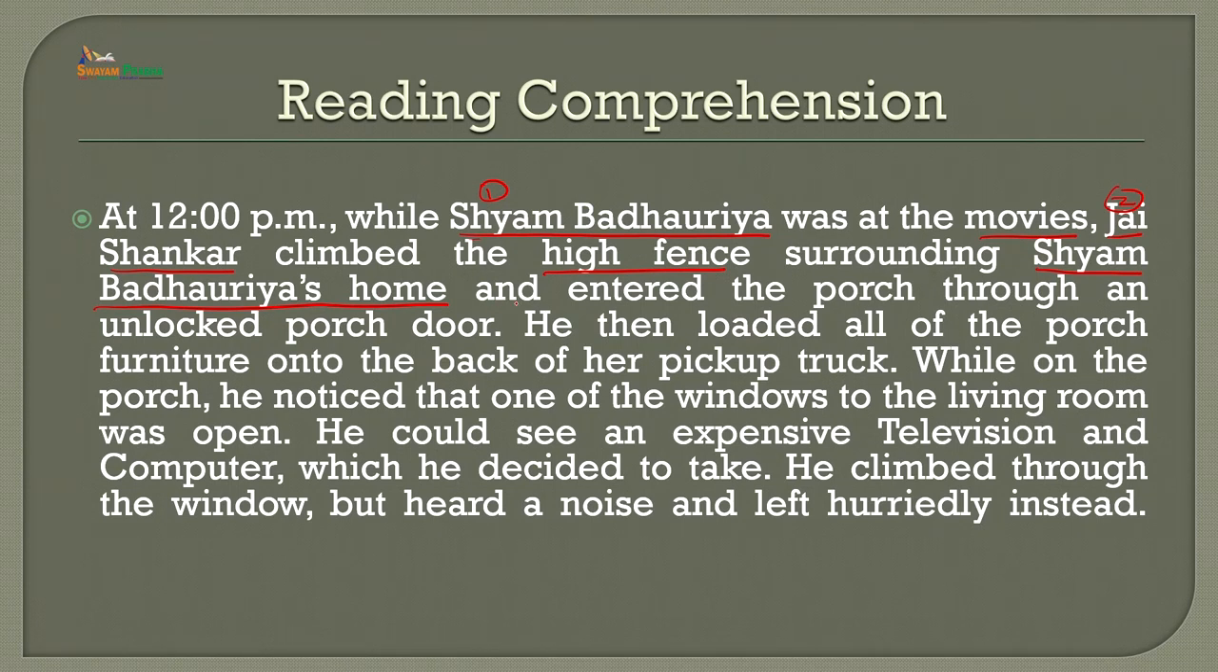He entered the porch through an unlocked porch door. So he entered, that means Jai Shankar entered, or we can say that he unlocked the doors. Now you can just see who is responsible, who would be the plaintiff and who would be the defendant.